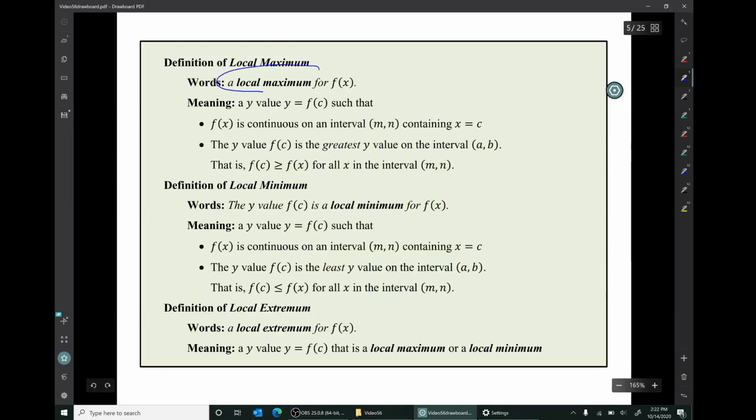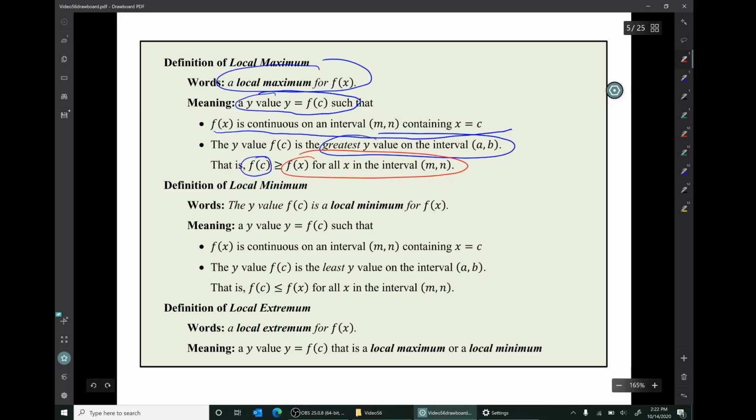A local maximum for a function is a y value, y equals f parentheses c. So in other words, it's a y value on the graph of that function that has this property. The function has to be continuous on an interval containing that x value, and that y value has to be the greatest y value on that interval. In other words, if you compare that y value to all other y values for x's in that interval, the y value f parentheses c is greater than or equal to all others.